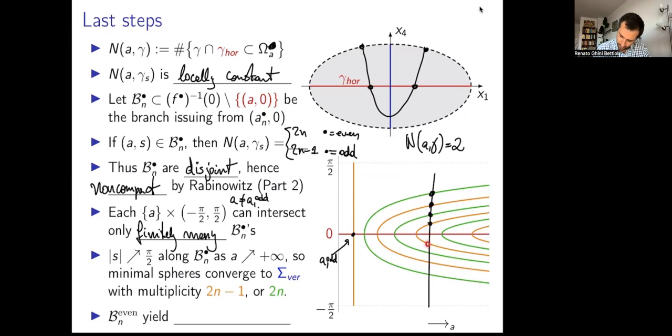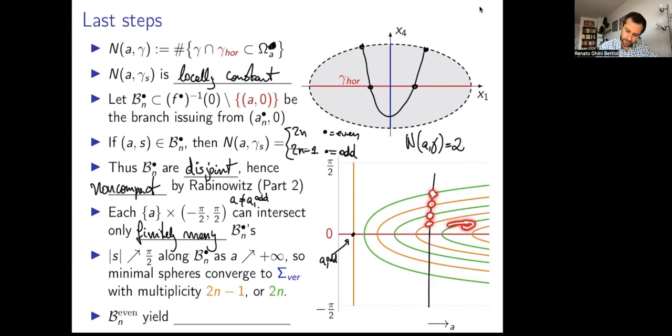If I count on the other side as well, I'm actually double counting because these are isometric. There's this reflection. But if I count, just say for positive S, I get this number of different minimal 2-spheres. So I get arbitrarily many as that goes off to infinity.